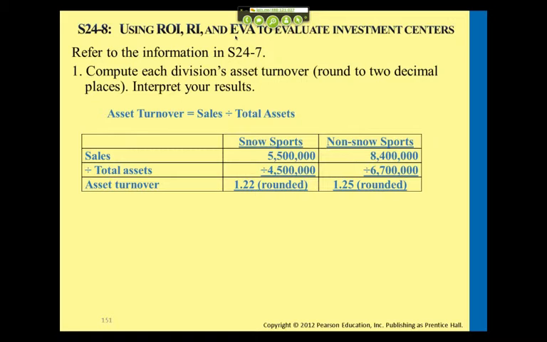So what is it telling me? It's telling me that the non-snow sport division is able to generate $1.25 of sales for every dollar of assets that the company invested in. So what is it telling us also? Which one is more efficient? I would think that the snow sports would be more efficient because they have more excess income to be able to use however they want.